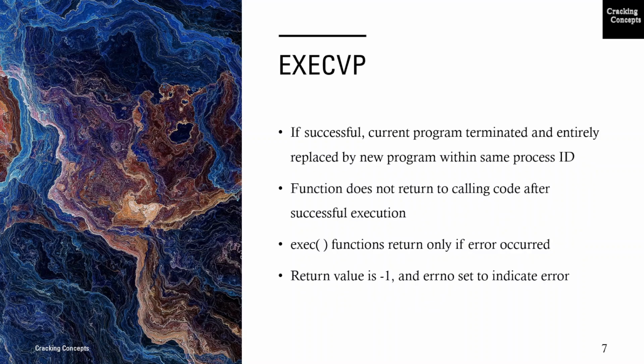Now if this function is successful, then the current program is terminated and entirely replaced by the new program with the same process ID. The function does not return to the calling code after a successful execution. The exec functions return only if an error has occurred. The return value is -1 and errno is set to indicate the error.